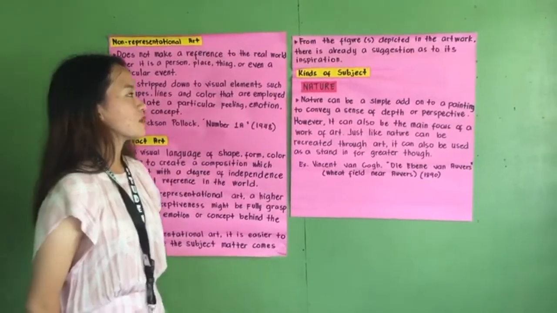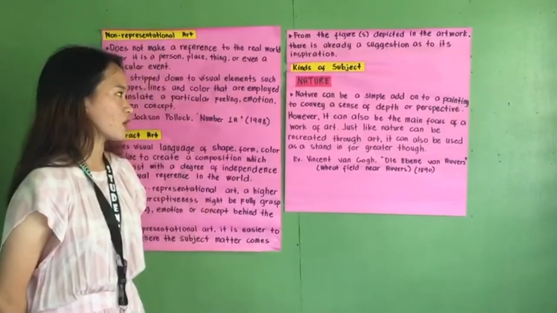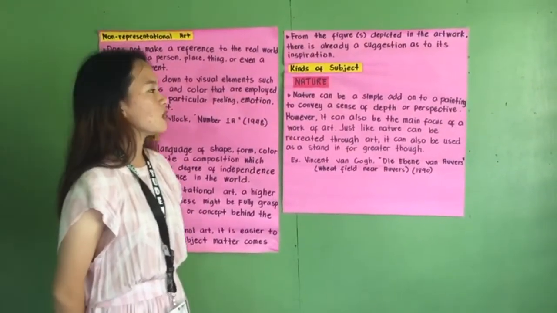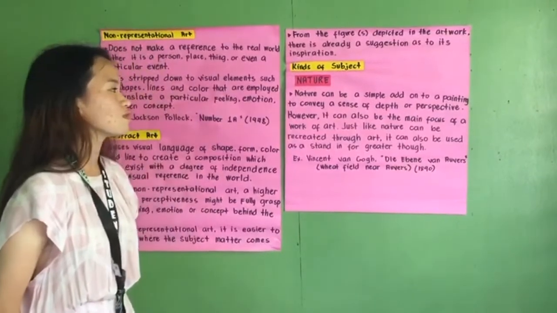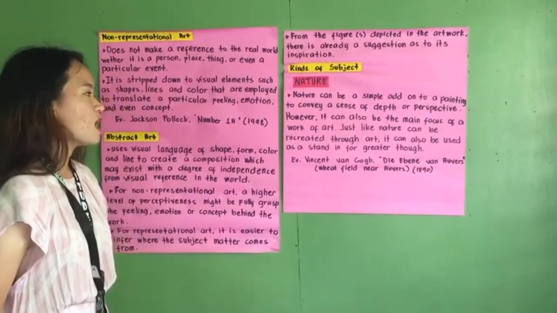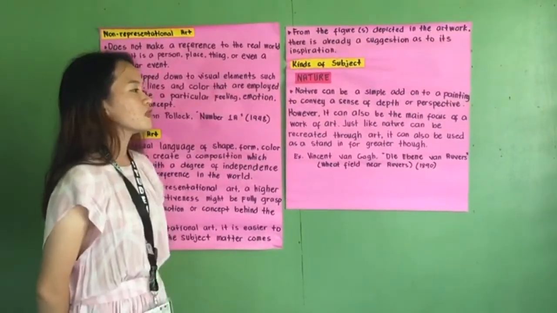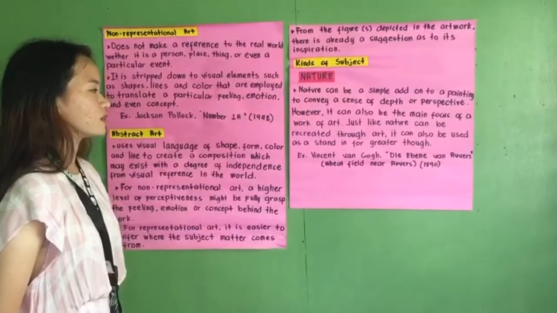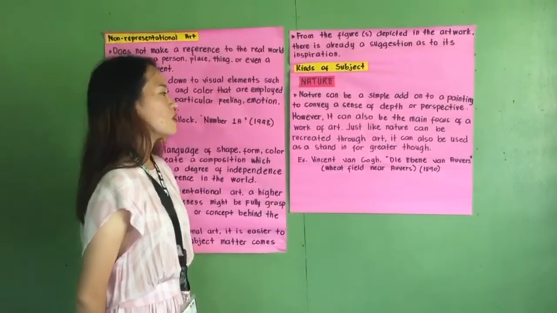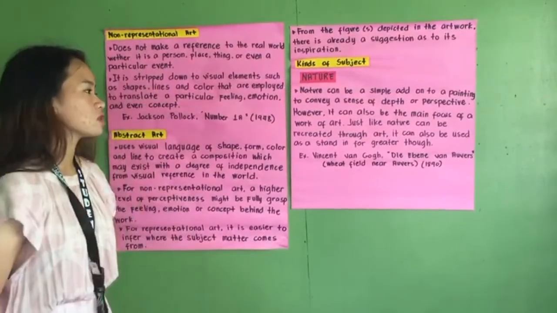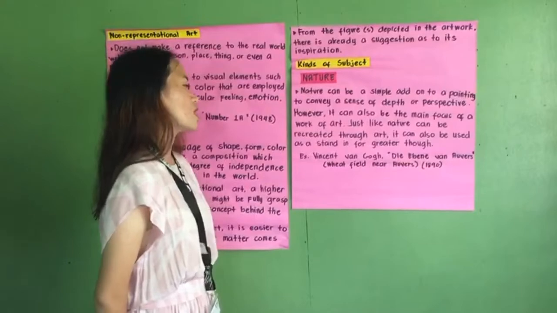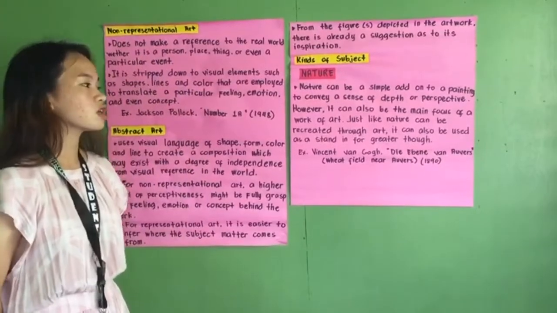Next is the kinds of subject. First is nature. Nature can be simply a backdrop in a painting to convey a sense of depth or perspective. However, it can also be the main focus of a work of art. Just like nature can be recreated through art, it can also be used as a stand-in for greater thought.